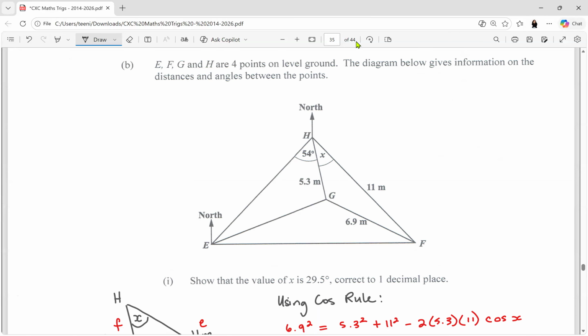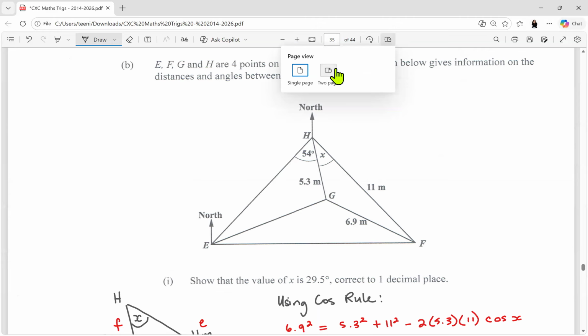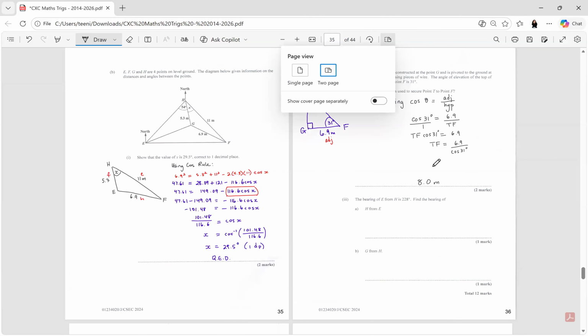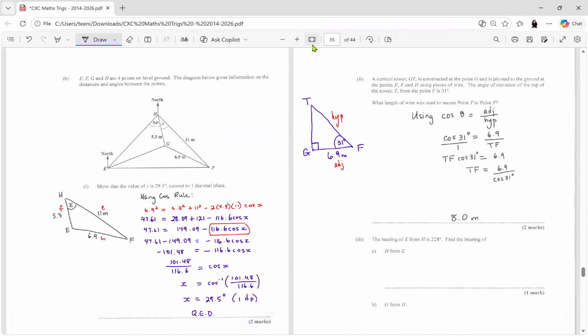Well, if you know the bearing of E from H, you can find the bearing of H from E. If you know the bearing of one point from another point, you can find the vice versa bearing. So I don't even need to use a diagram for this. I can actually just figure it out. I can draw a diagram myself. So let me show you.